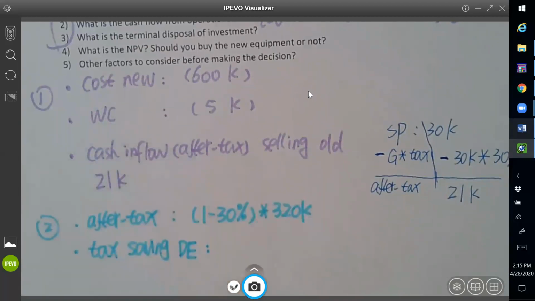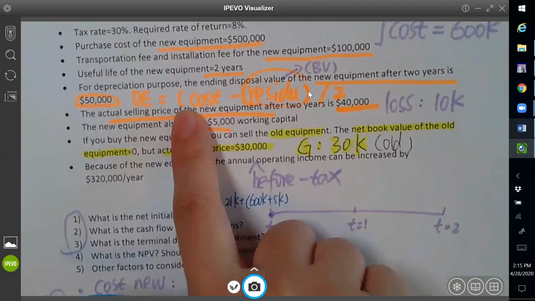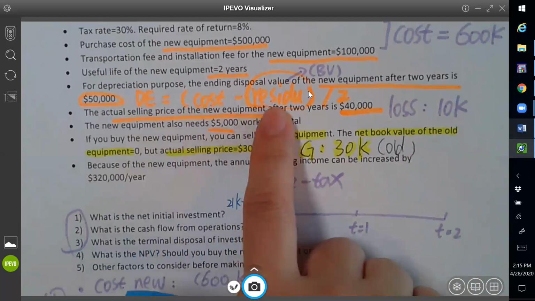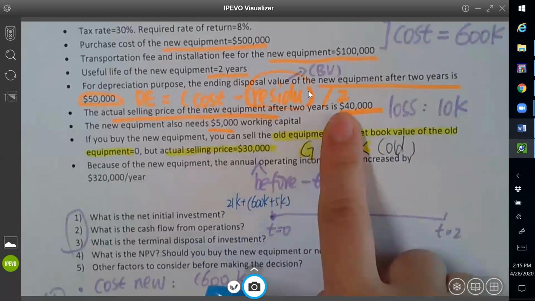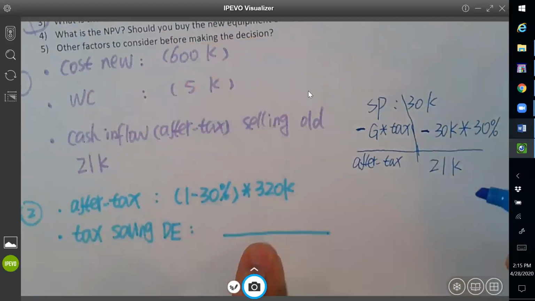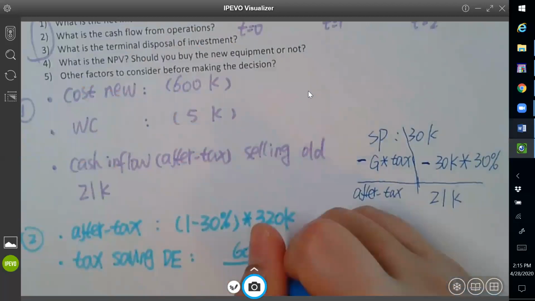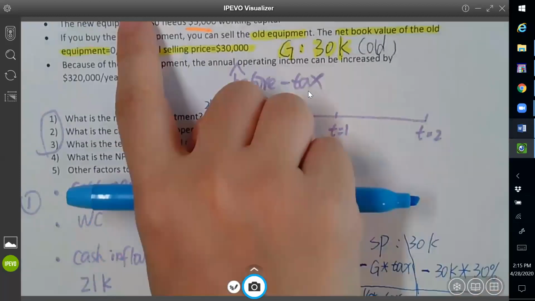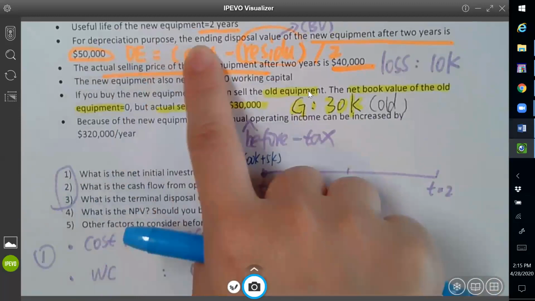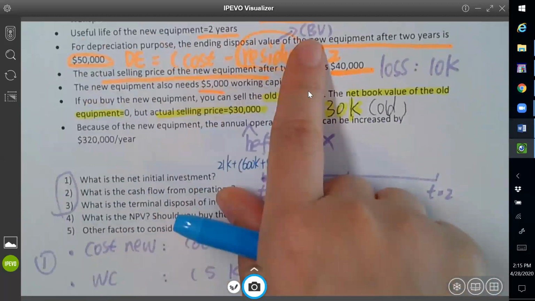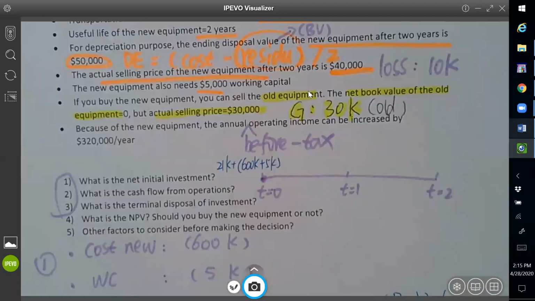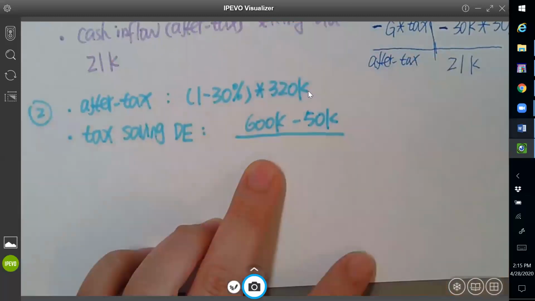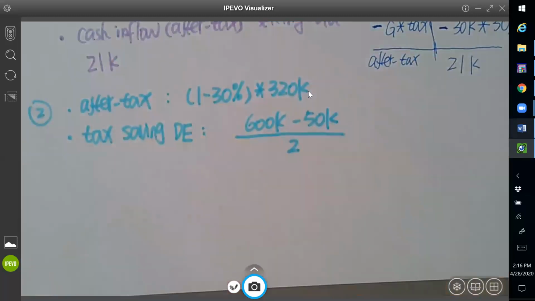from the depreciation expense. So we first need to get the depreciation expense. How do we get depreciation expense? We kind of talked about it. It's the cost minus the residual, the book value at the end of the project, divided by 2 years. So our cost, remember, we have to use the total cost, 600,000. We minus the residual for the disposal, right? For depreciation expense purposes, the ending disposal value of the net book value, we use the number of 50,000. And then we divide it by 2 years. So that's the depreciation expense.